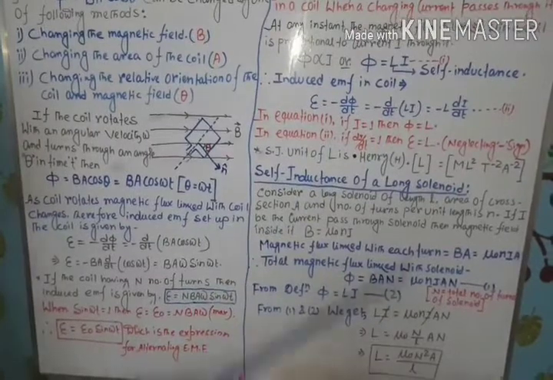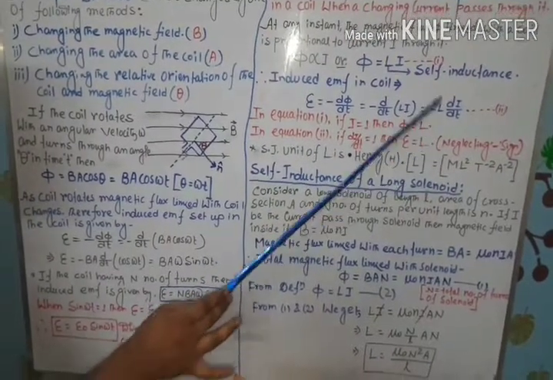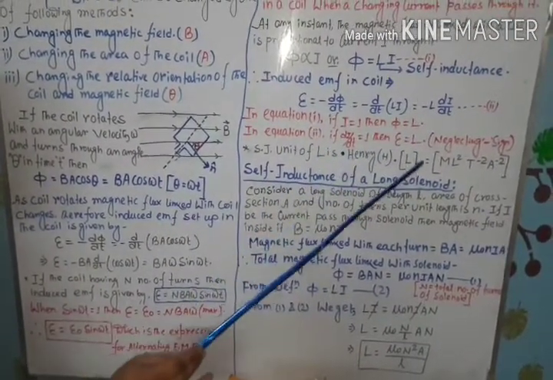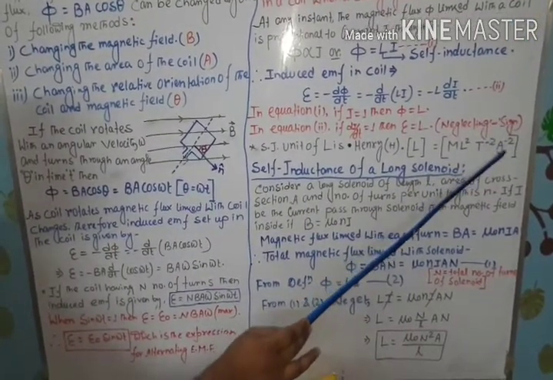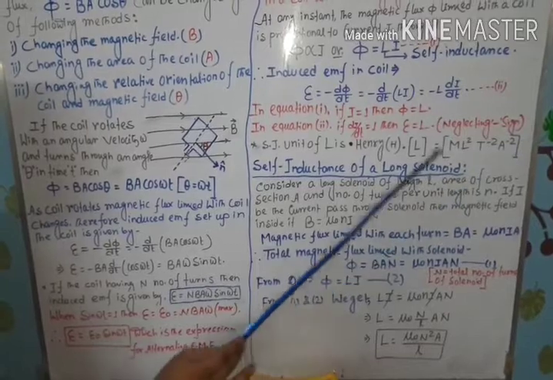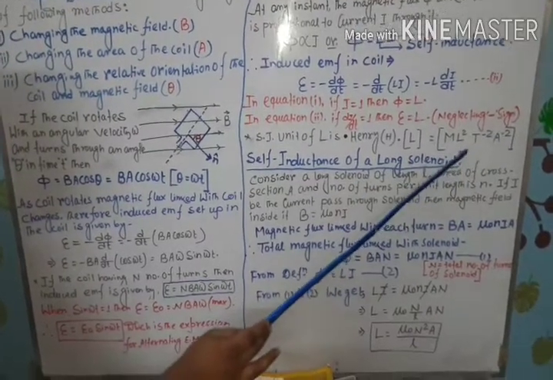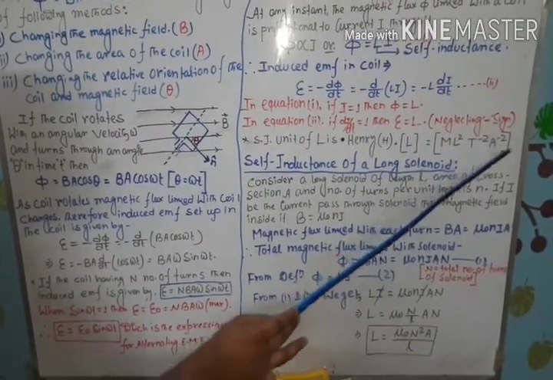Okay, now student, the SI unit of this self-inductance is Henry and the dimensional formula is M L^2 T^-2 A^-2. This is the dimensional formula. Remember it. This is important for your MCQ questions.